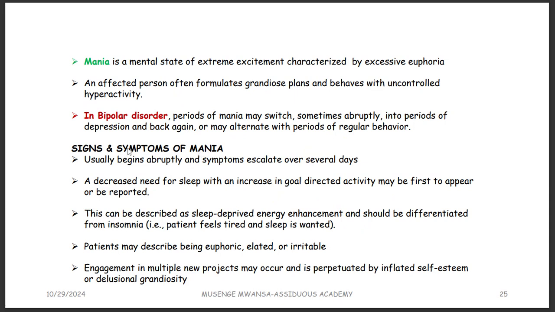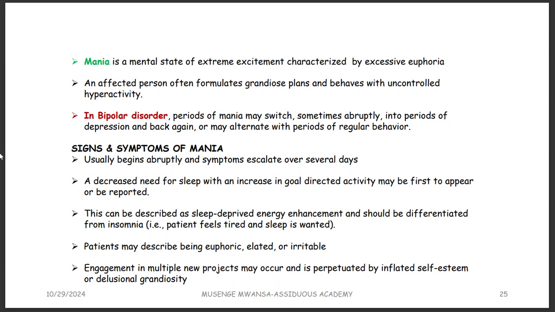What are the signs and symptoms of mania? It will begin abruptly. You are going to have a decreased need for sleep. It is not insomnia, because someone is too goal-oriented. They want to get an A plus, so they stop sleeping. They have got these situations where they are deprived of sleep because they feel too elated, they are too goal-oriented, they still feel too happy, irritable. They are now engaging in multiple projects.